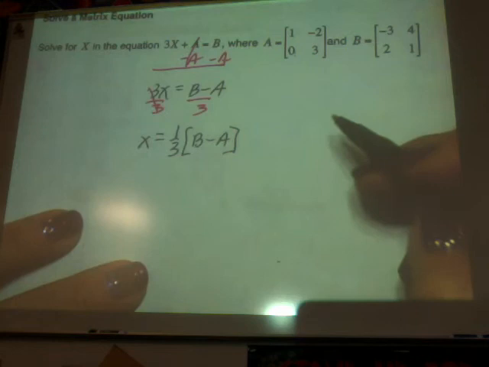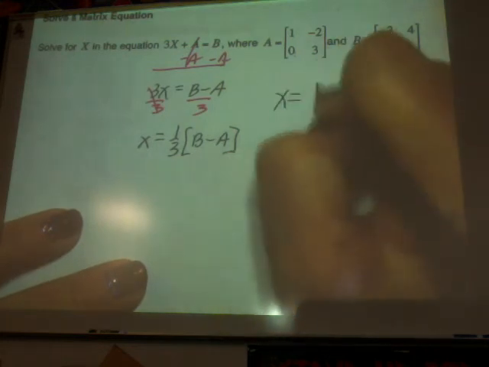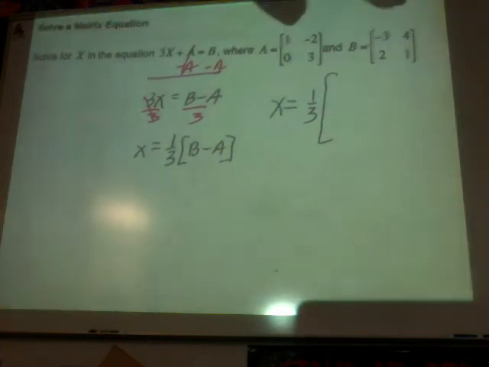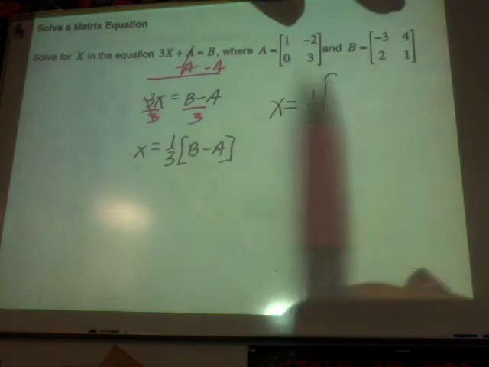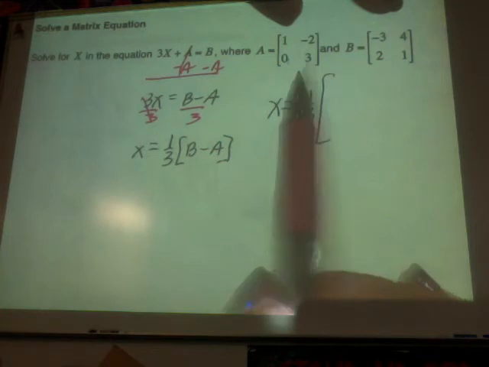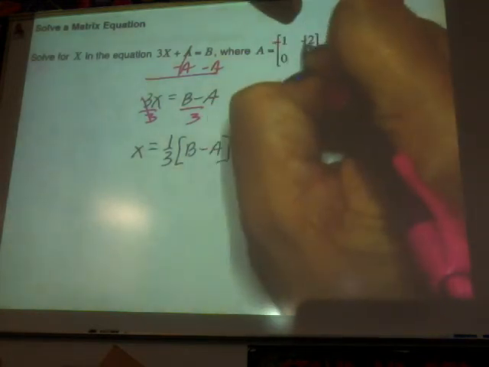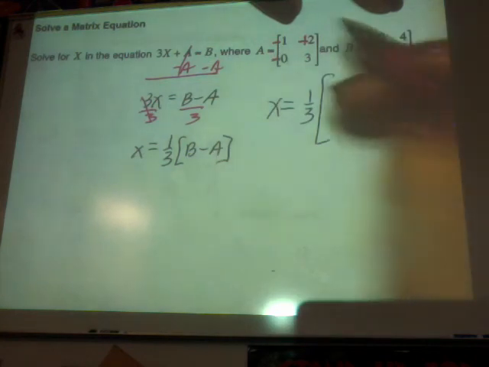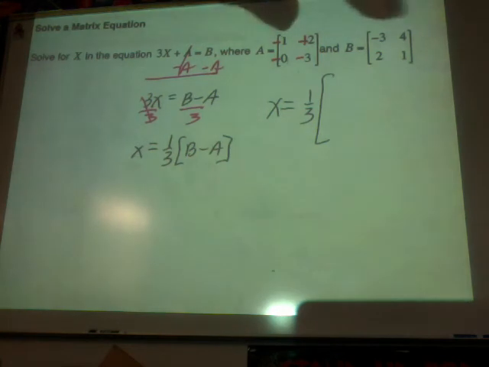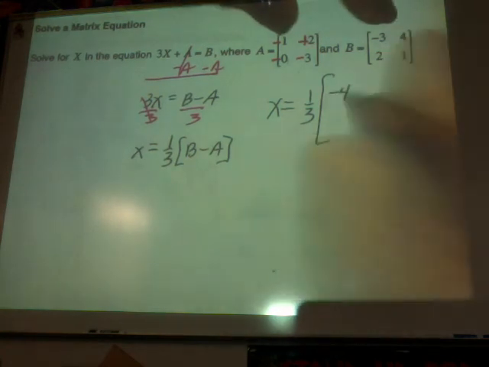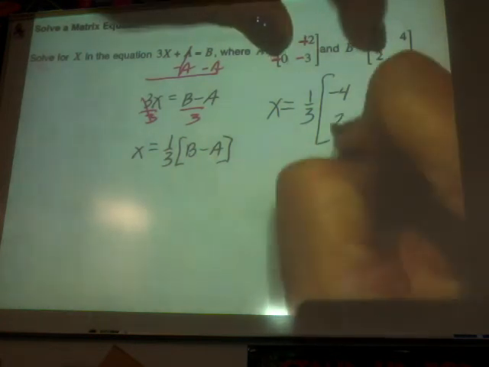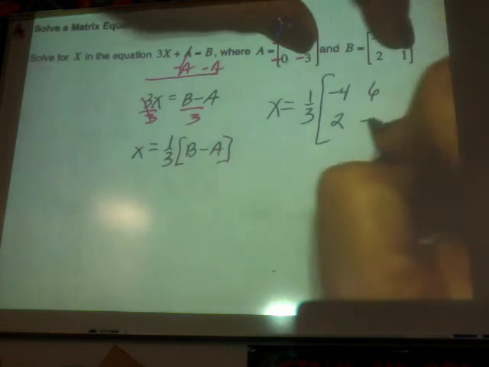So then we're going to take B minus A. So x is equal to 1/3. And if I do B minus A, don't I want to change all these signs here? Don't I want to do B plus a negative A? Right? So I'm going to change this to a negative, that to a positive. Well, there really isn't any opposite to 0. And then that's negative. Then I'm going to add those together. So negative 1 and negative 3 is negative 4. 2 and 4 is 6. 0 and 2 is 2. Negative 3 and positive 1 is negative 2.